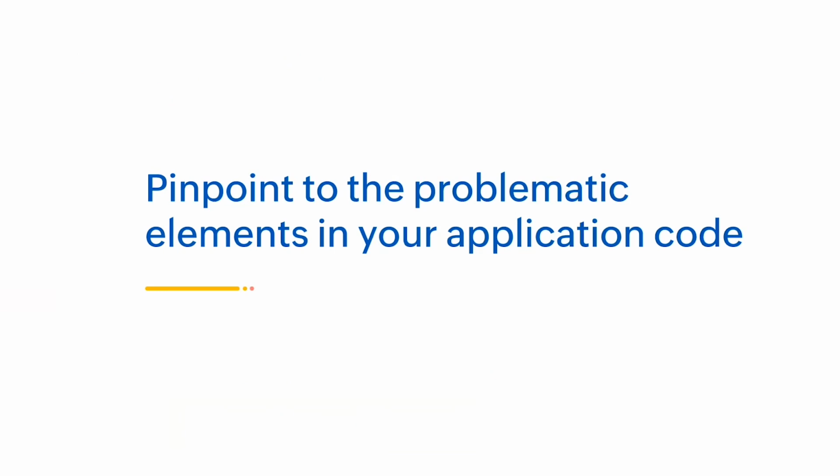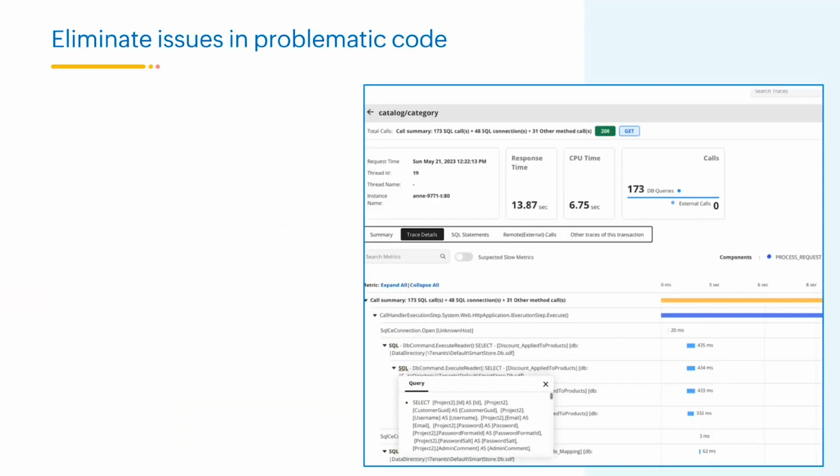Pinpoint the problematic elements in your application code. Here, let's see how to eliminate the issues in the problematic code. As you are aware, the stack trace represents the movement of an application during the execution of a program. When a Java application throws an exception, stack traces get logged with it. By analyzing the stack trace provided by APM Insight, developers can pinpoint the exact line of code and the sequence of functions called leading to the issue.